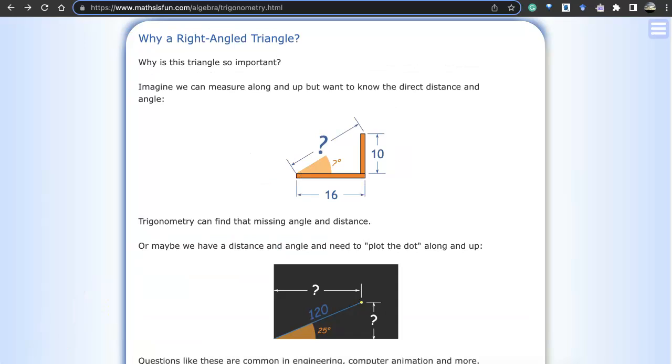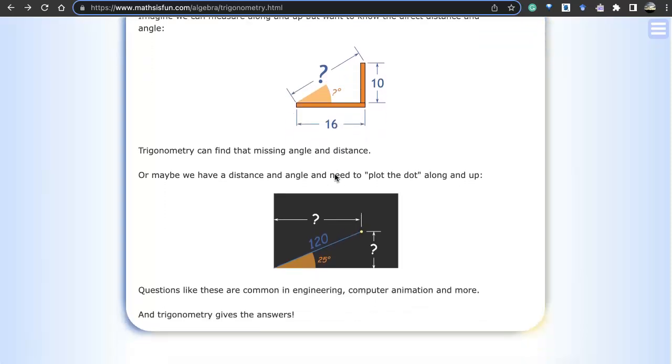Moving along this web page, here's a couple of really brief examples of why this is important. In this particular case, let's say you have the leg measures. You could get that direct distance or the hypotenuse with the Pythagorean theorem. That's true. But to get the angle measure, we would need something more. And that's what we're building up to here.